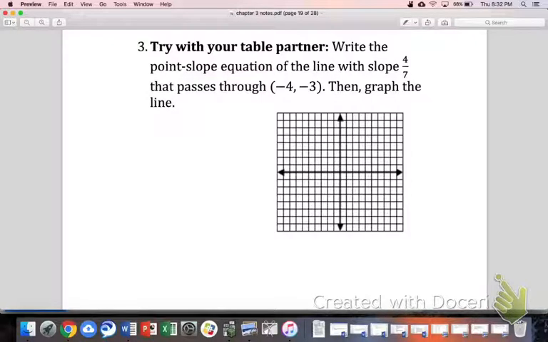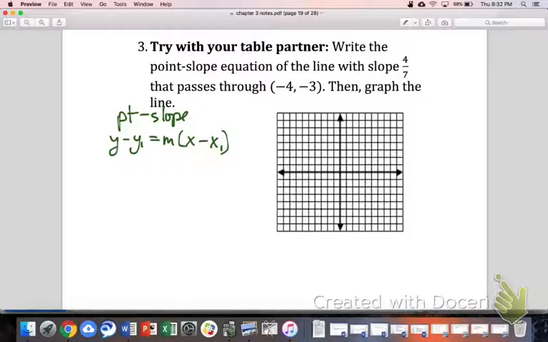Things have gone well. This one says, write the point slope equation of the line with slope 4/7 that passes through the point -4, -3, then graph the line. All right, so that's exactly what we're going to try to do here. Let's remind ourselves that point slope form is y minus a y coordinate equals m times x minus an x coordinate. So it really comes down to me plugging things in where they're supposed to go.